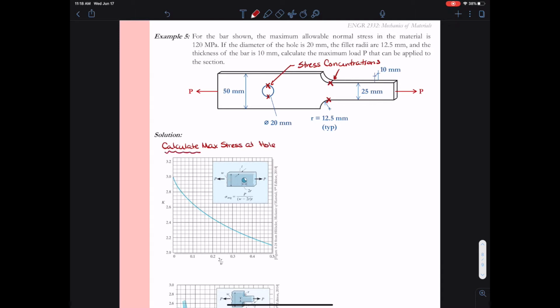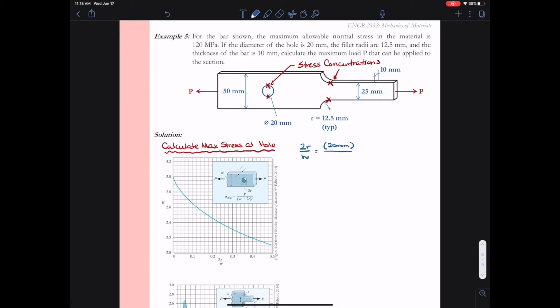Let's calculate the value for the maximum stress at the hole. We're going to use the formula for the stress concentration factor in conjunction with the average stress to figure out what this maximum stress has to be. In order to determine the stress concentration factor from the plot, we need to calculate the ratio of the diameter to the width of the plate.